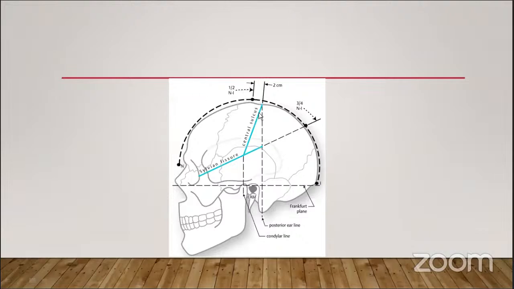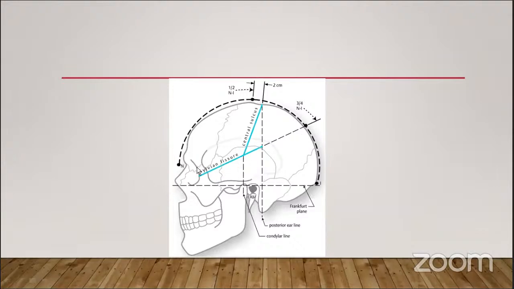If you mark one half of this naso-inion line, just 2 centimeters behind it is the region where the central sulcus usually lies. So there are 4 methods. One method is you just go straight up from the external auditory meatus. The other method is you mark this point, which is 2 centimeters behind the naso-inion line, and join it with another line drawn from the mid of the condyle of the mandible. This is the condylar line. Join these 2 points together where this line bisects the sylvian fissure line.